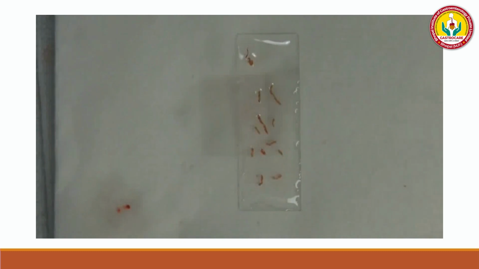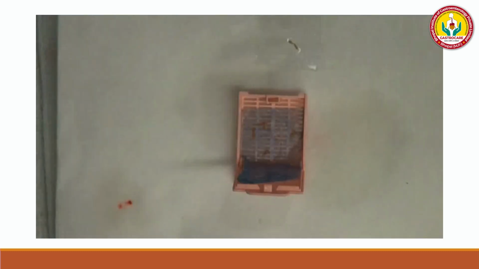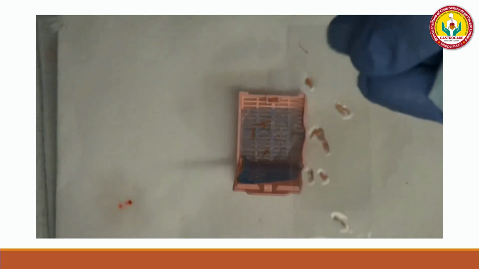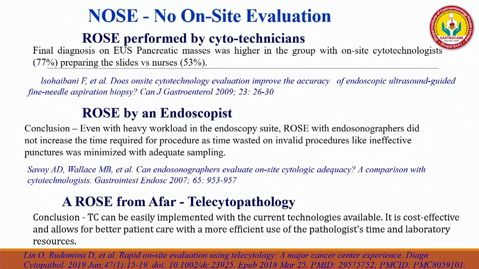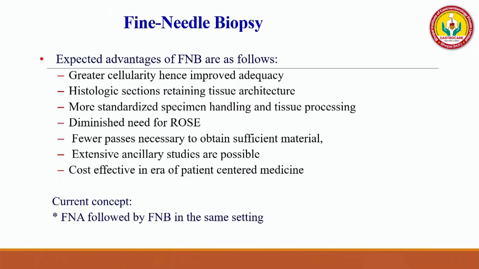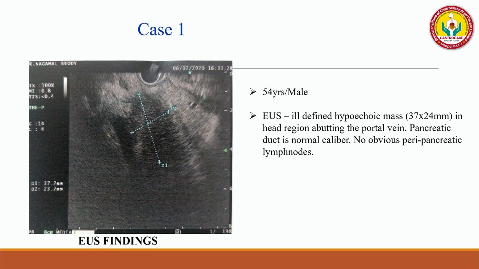And you can place it on the slide, and then you can put it in the cassette for fixation. So this is actually the liver course and not the entire course which you have seen. And if you don't have a pathologist on site, an endoscopist or a nurse or a technician can be trained. And of course, FNB has much more value.